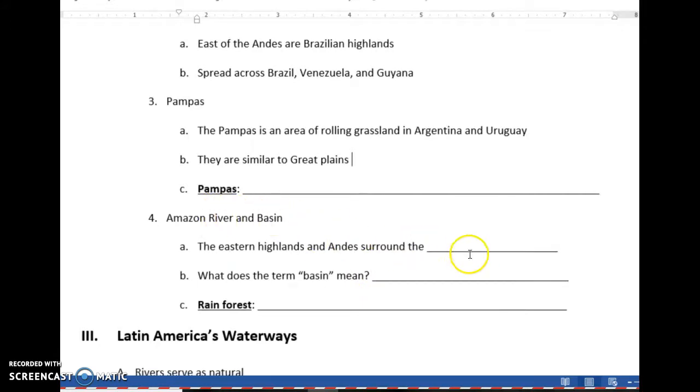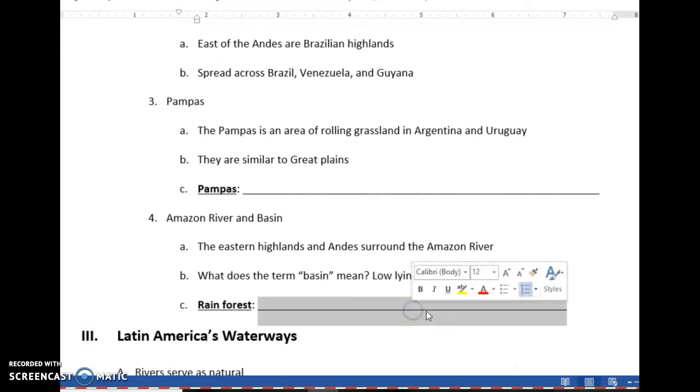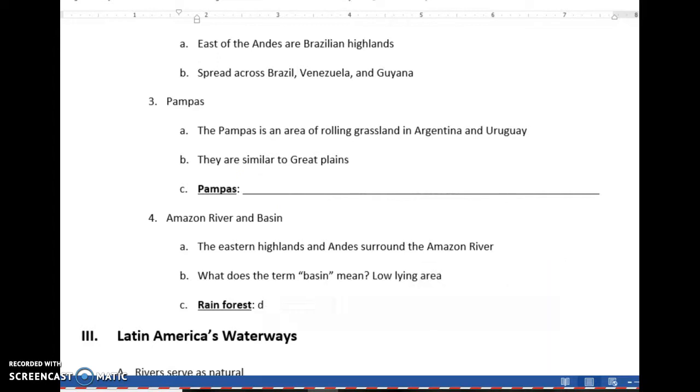So the Amazon River and Basin, the Eastern Highlands and the Andes surround the Amazon River. What does the term basin mean? That is a low-lying area. So if you think about a sink basin. And then rainforest, the definition is a dense evergreen forest that has abundant rainfall through the year.